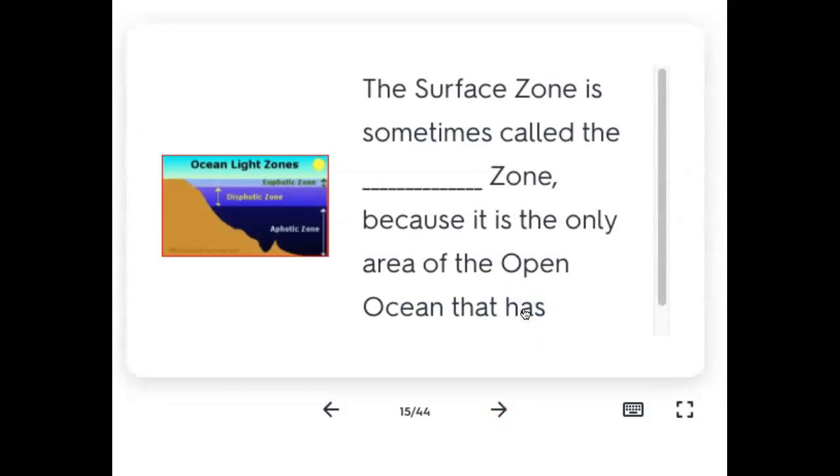The photic zone is also another name for the surface zone. So the photic zone, photo means light, and so the photic zone is going to be the surface zone, and it's referred to as that because it has access to sunlight.